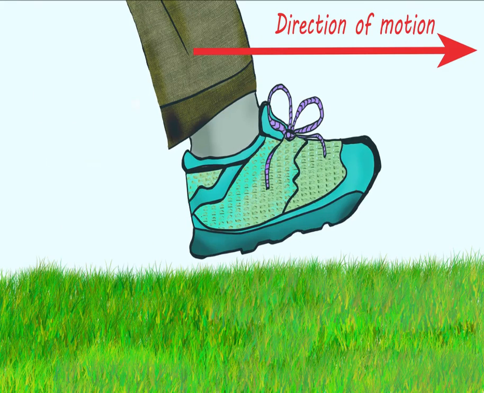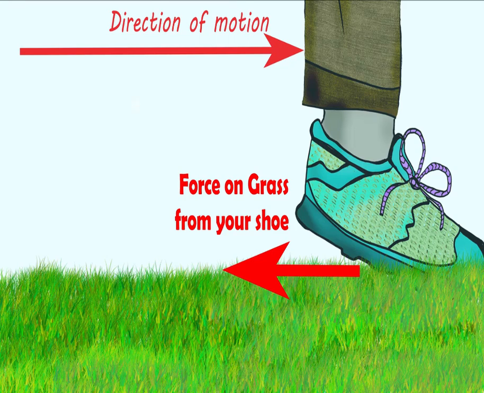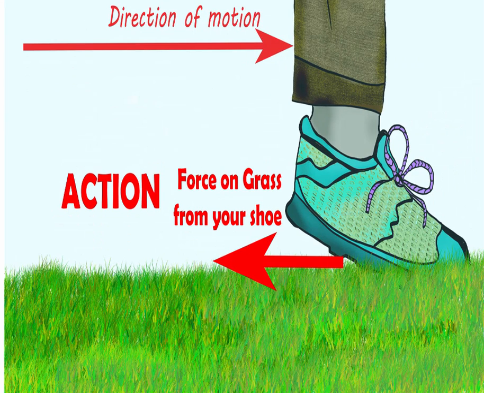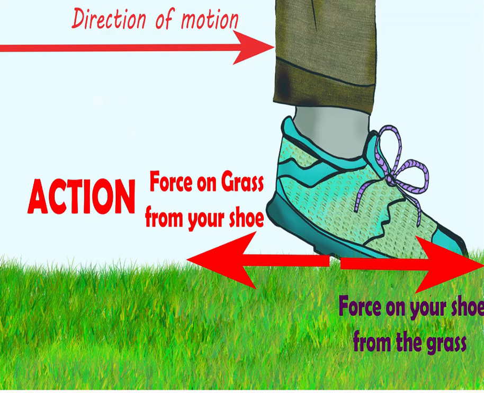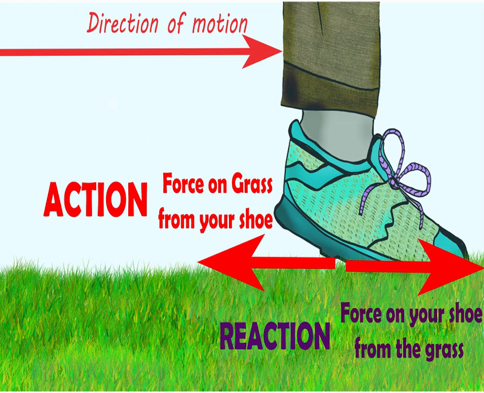Now let's see what happens when we walk. Action-reaction forces allow you to move forward. So when you step on the grass, you exert a force backwards, which is the action. The grass exerts a force in response to this, which is the reaction. So the force on the grass from your shoe and the force on the shoe from the grass is an action-reaction pair. This is explained by Newton's third law. Now let's use another example to further advance this.